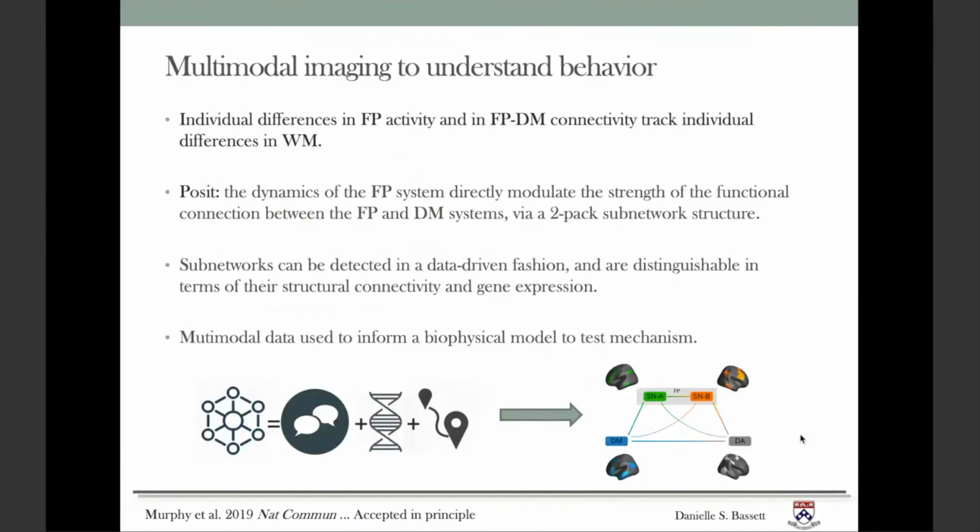All right, so just to summarize this study, we started by recalling that individual differences in frontal parietal activity, but also in frontal parietal default mode connectivity, track individual differences in working memory performance, both in accuracy and in d prime. We posited that the dynamics of the frontal parietal system directly modulate the strength of the functional connections between the frontal parietal and default mode system via a two-set subnetwork structure. And then subnetworks, we went and looked for them.